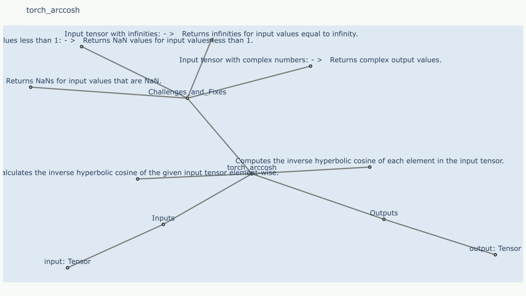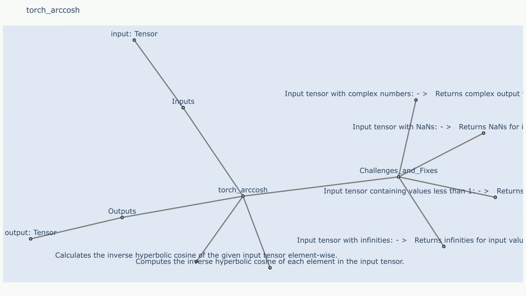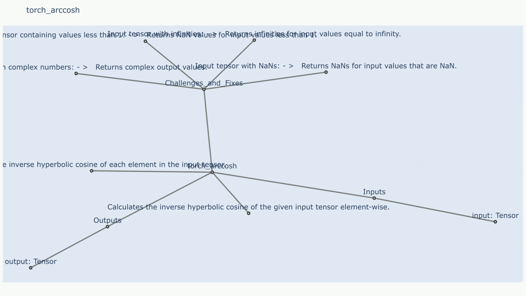Torch.acosh. Description. This function calculates the inverse hyperbolic cosine of each element in the input tensor. The hyperbolic cosine is defined as the inverse of the hyperbolic sine function. In other words, it returns the value whose hyperbolic cosine is equal to the input value.